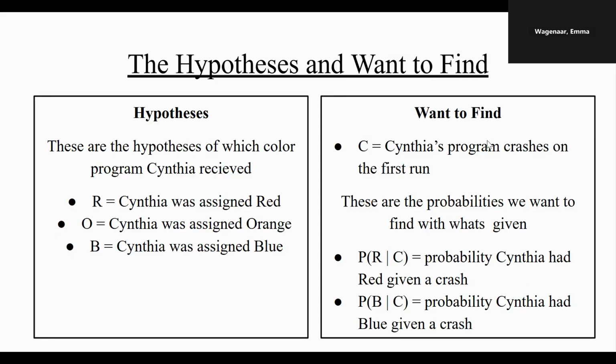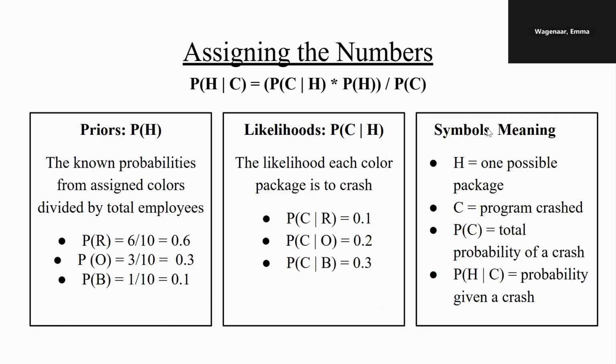So assigning the numbers for our priors, we're going to have the probability of R is going to be the 6 employees assigned red divided by the total 10 employees, giving us 0.6. Probability of O is going to be the 3 employees given orange divided by the total employees. And then our probability of B is going to be the 1 employee assigned blue divided by the 10 employees for 0.1. The likelihood, so the probability of C given R is 0.1, the probability of C given O is 0.2, and the probability of C given B is 0.3 from what we're given.